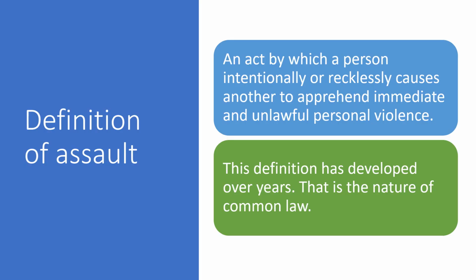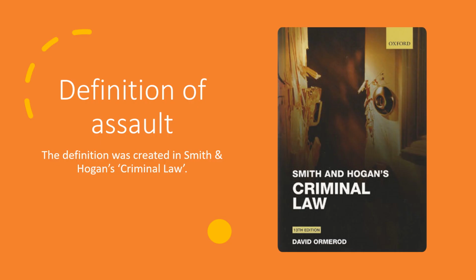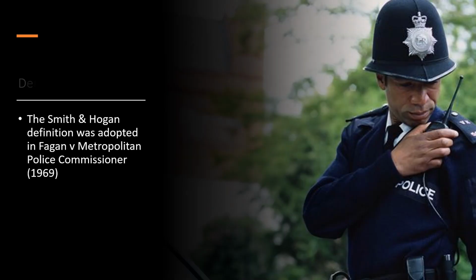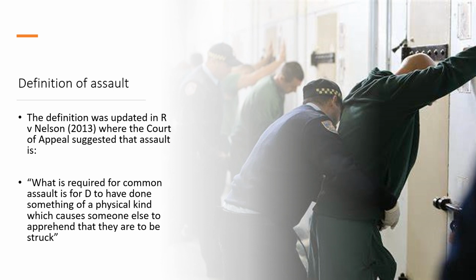This offence has been developed because it is a common law offence, so it develops by cases and indeed textbooks, as you're going to see shortly. But the broad definition of assault is an act by which a person intentionally or recklessly causes another to apprehend immediate and unlawful personal violence. This definition was created in Smith and Hogan's Criminal Law, which has been adapted indeed by Fagan v Metropolitan Police Commissioner, and then confirmed again in Ireland and Burstow, cases we're going to cover shortly.